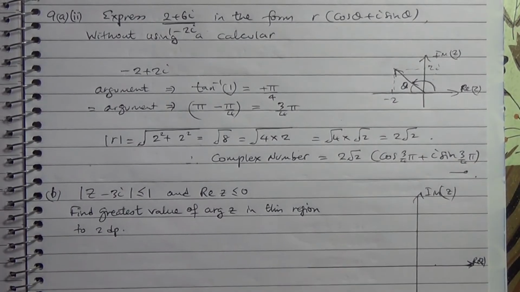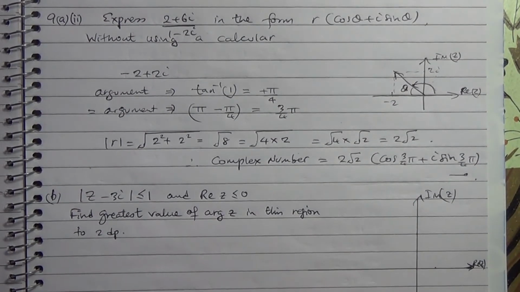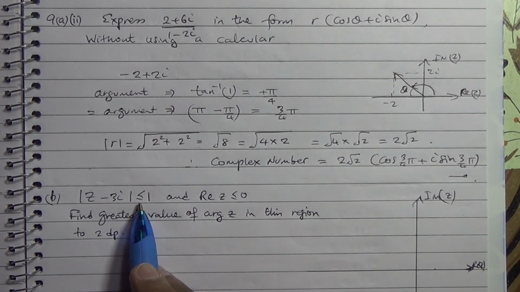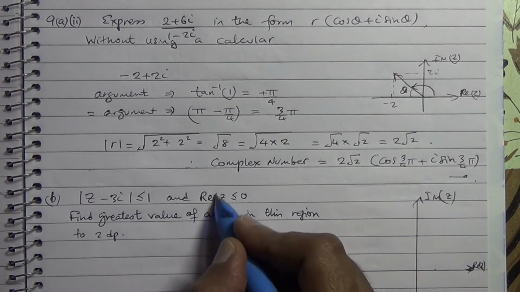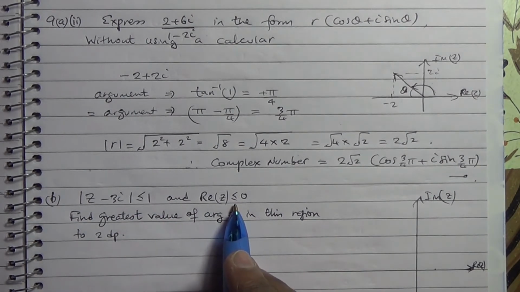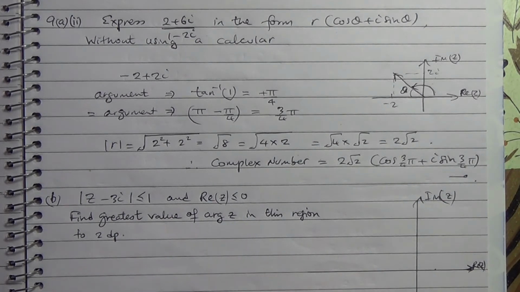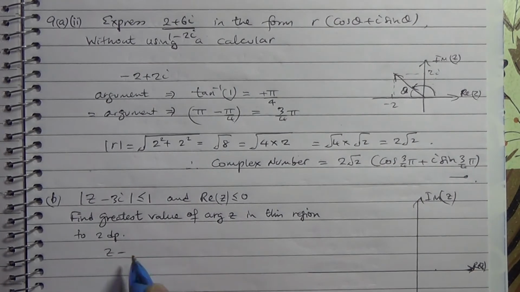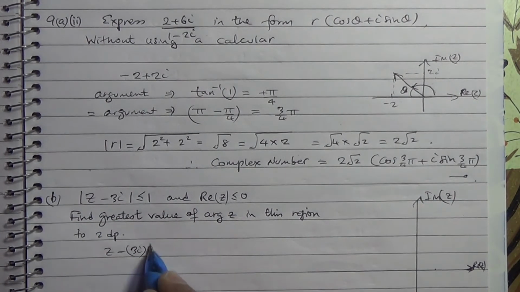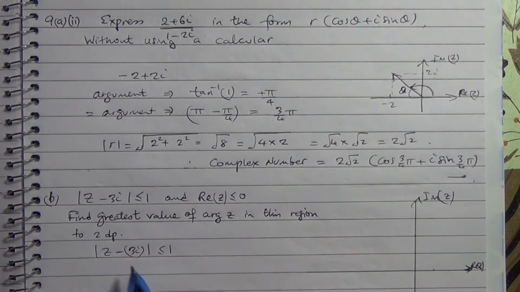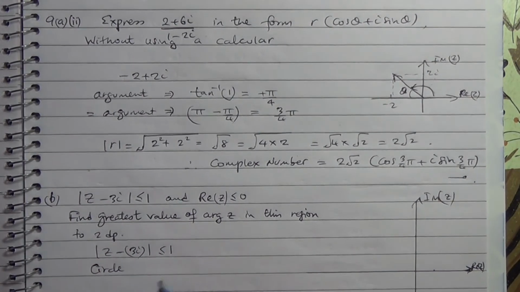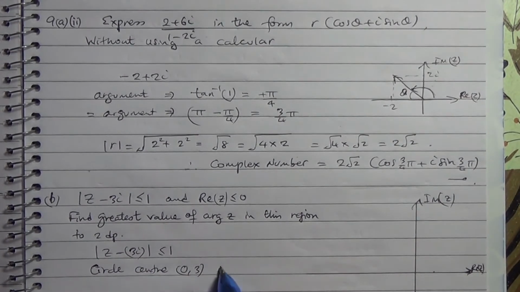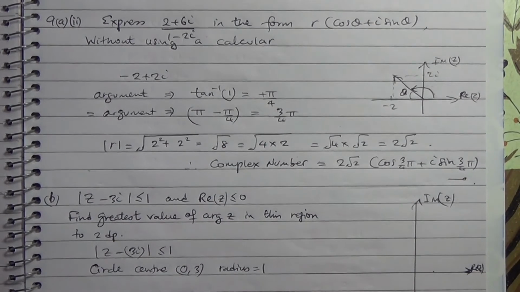And now for the last part of the question, we need to sketch on an Argand diagram modulus of z minus 3i being less than or equal to 1 and the real part of z being less than or equal to 0. If we look at this complex number, we need to understand what it is. Modulus of z minus 3i being less than or equal to 1, so we've got a circle with center (0, 3) and radius equal to 1.